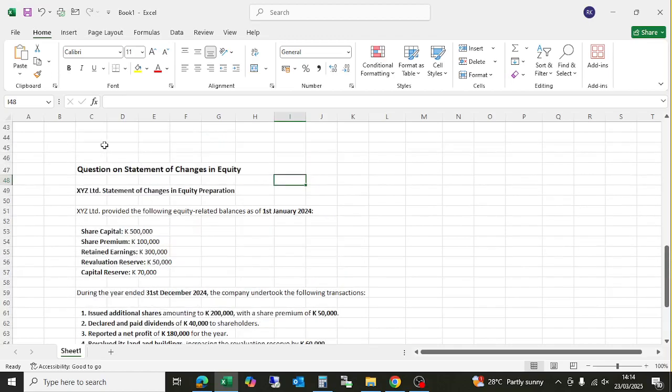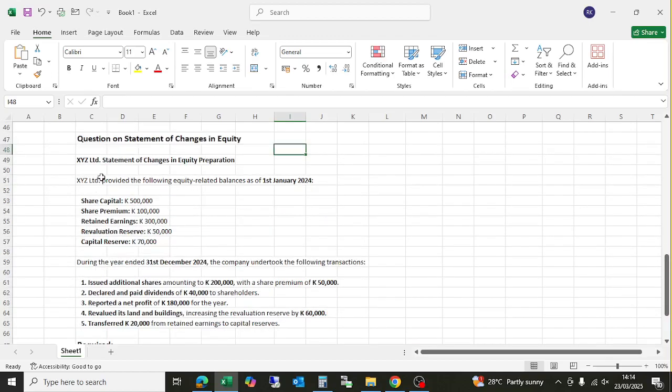All right. So our question is XYZ Limited statement of changes in equity preparation. XYZ Limited provided the following equity related balances as at 1st January 2024. We have share capital of 500,000 kwacha, which is the owner's share of the business. We have a share premium, which is more like an add-on on the share capital, of 100,000 kwacha, and we have retained earnings, which is the profit that they made in the previous year but are bringing to the current year. We have a revaluation reserve of 50,000 kwacha.